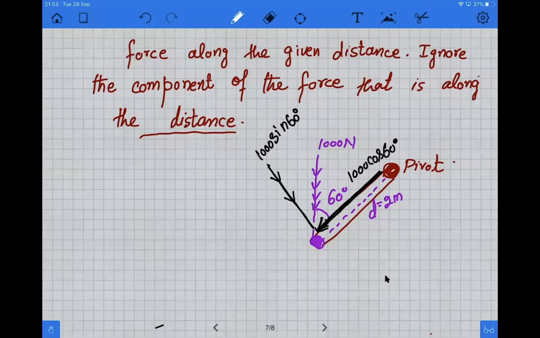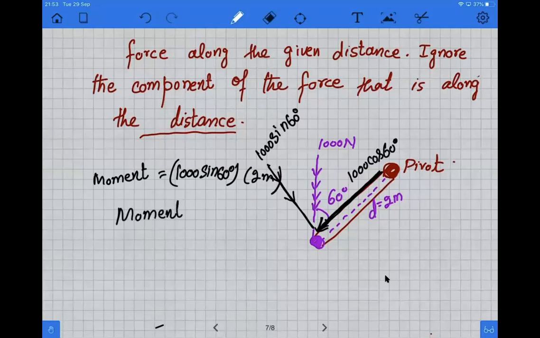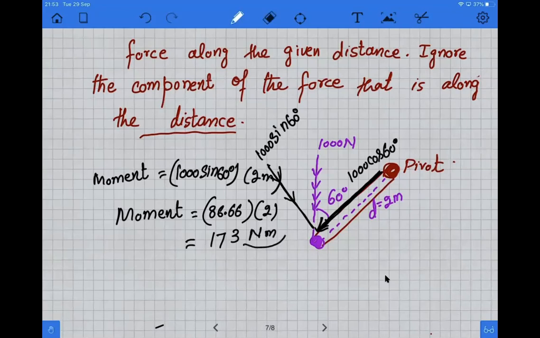So you can say that the moment can also be calculated as 1000 sine of 60 into 2 meter. So this moment will become 1000 sine of 60 is 86.66 into 2. So the moment will become 173.173. If we are not writing the decimal points even, then it is 173, and the unit is Newton meter. So this is the calculation of moment with resolving forces.